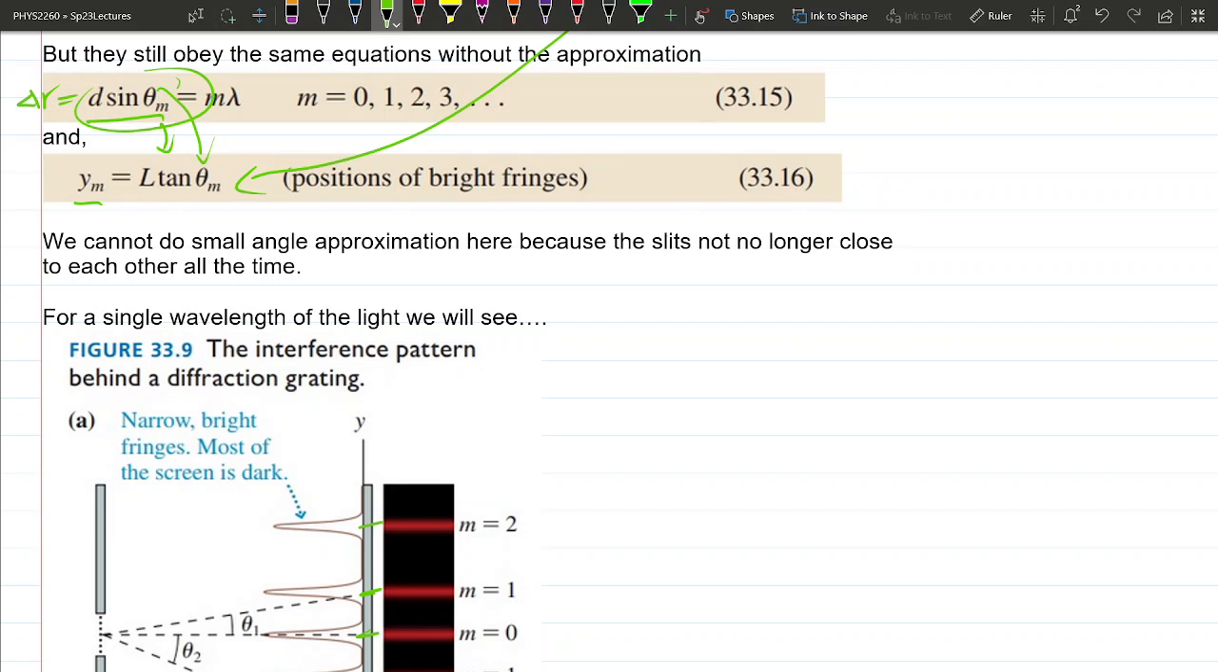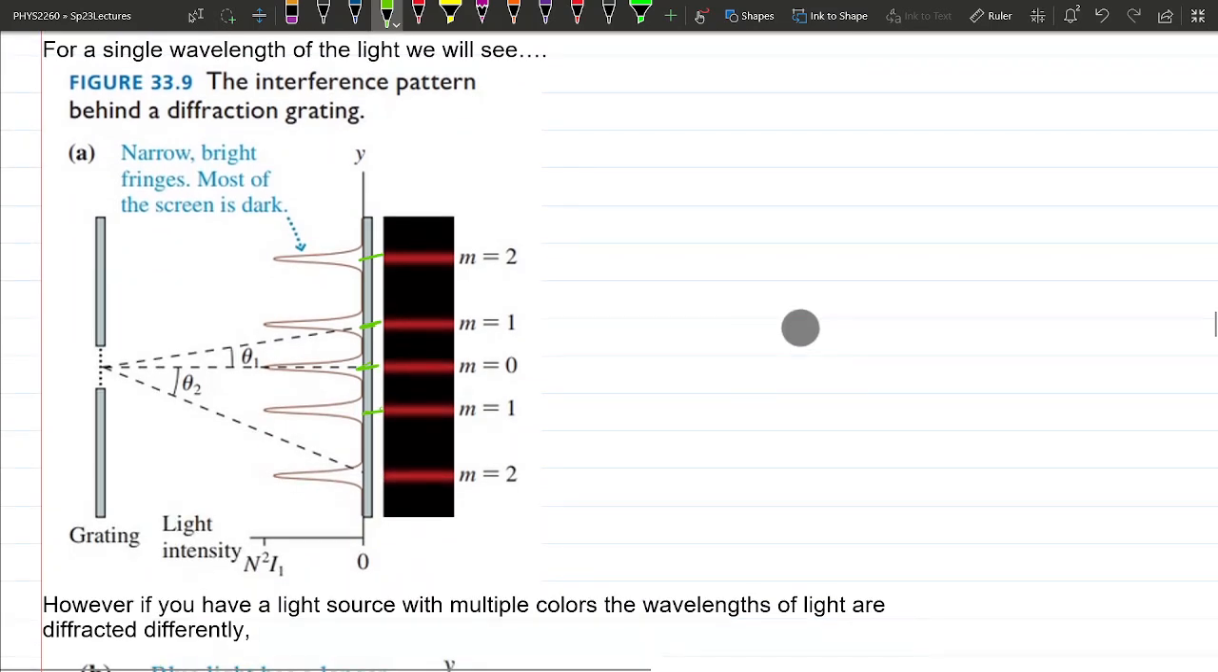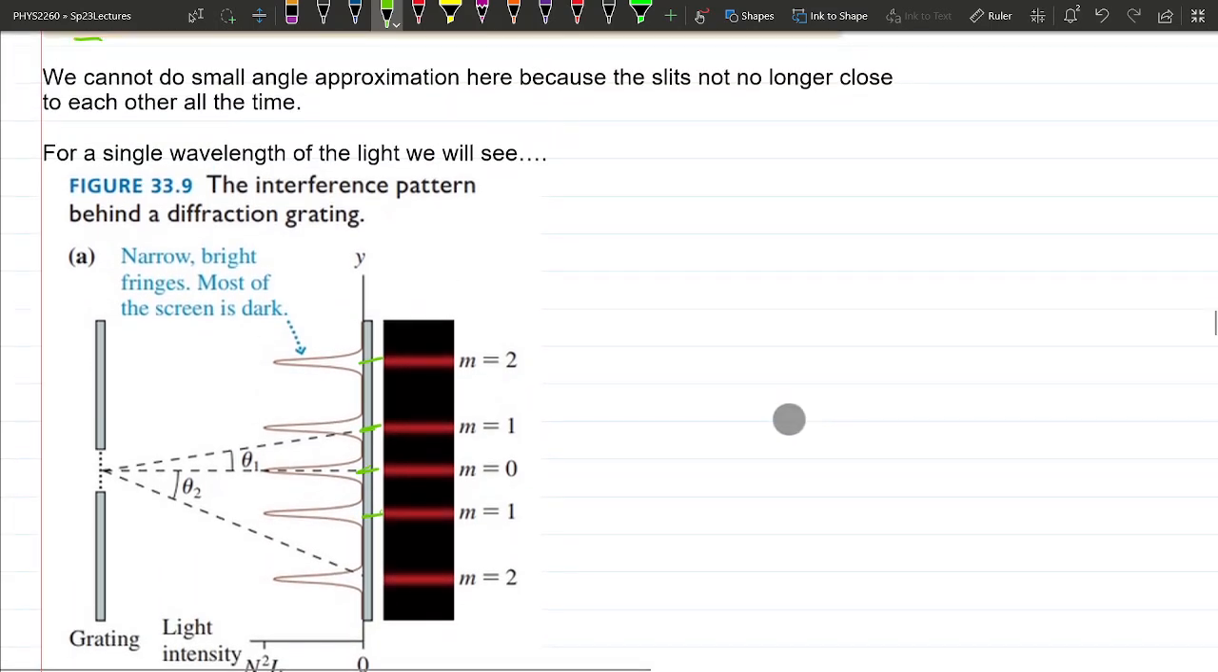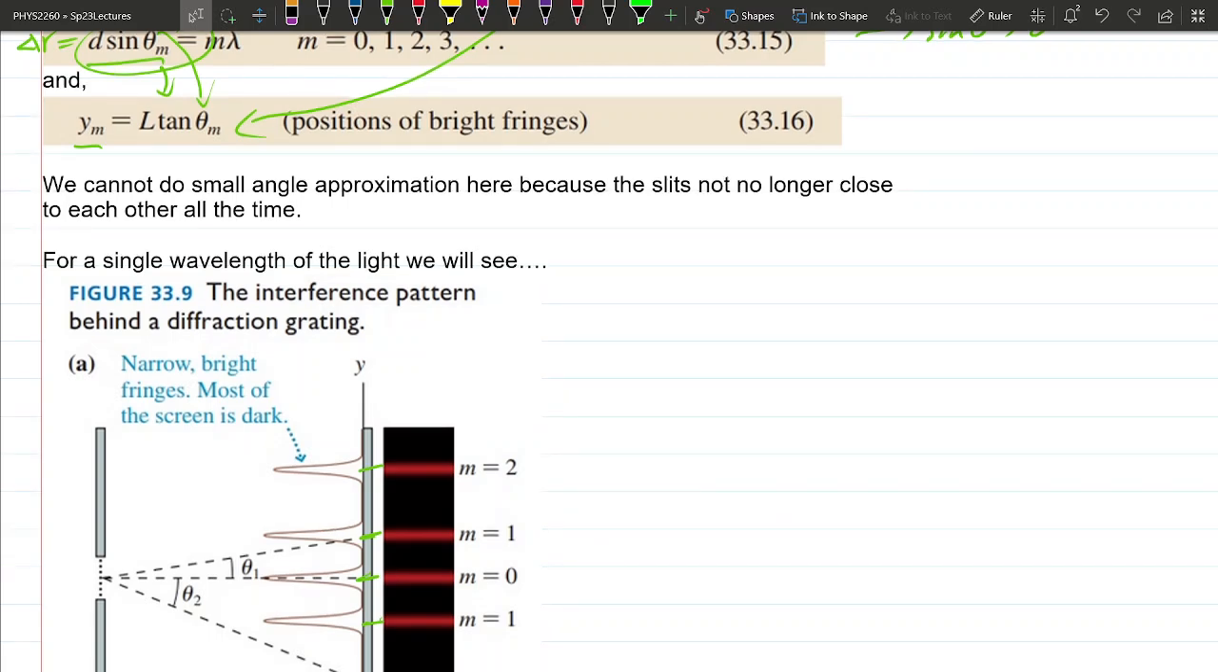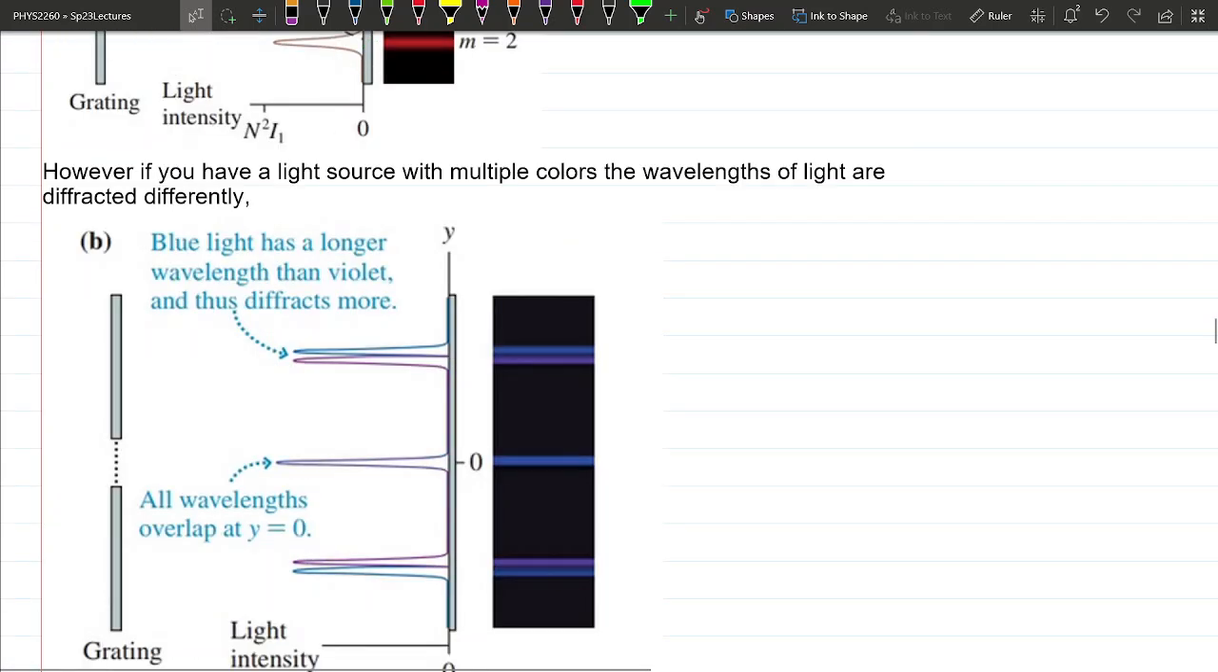Therefore, in the small angle case, you can make the approximation that sine of theta is approximately theta, right? So let's see what happens when we do this, okay? So if we were to figure out, let's see what we're going to do.